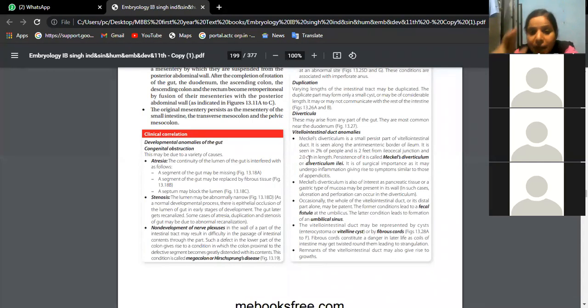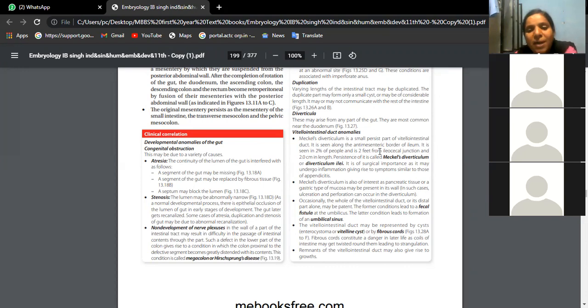That means that umbilical cord area where we have that vitellointestinal duct, it may sometimes remain persistent and it may open outside from the anti-mesenteric border of ileum. That means from the ileum, there is a tube which is coming outside. In the newborn baby, a tube from the ileum is seen outside the abdomen. That tube is Meckel's diverticulum, which is nothing but a persistent part. It is supposed to disappear, but still it persists.